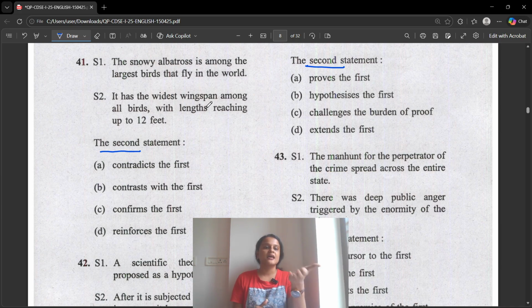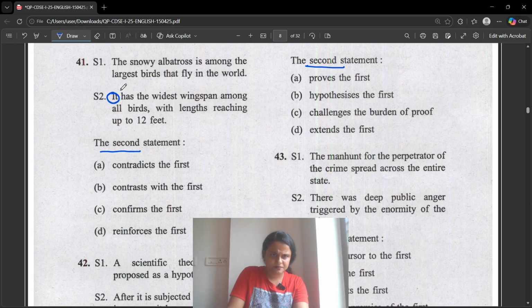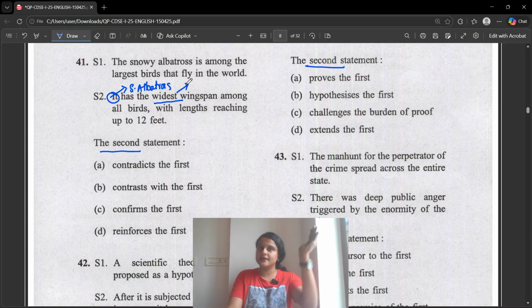Okay, I have read the sentences. Now the question is about the second statement, so I need to understand the second statement better. I'm going to do what I just said I would do: read the second statement first. It has the widest wingspan among all birds. Who has? What has? Well, the snowy albatross. In fact, I'm going to write it like that as well. So the snowy albatross has the widest wingspan. That's interesting, you just used a superlative degree. You're saying that it has the widest wingspan among all birds with lengths reaching up to 12 feet. You're talking about its wingspan, about the snowy albatross having the widest wingspan. I got the meaning there.